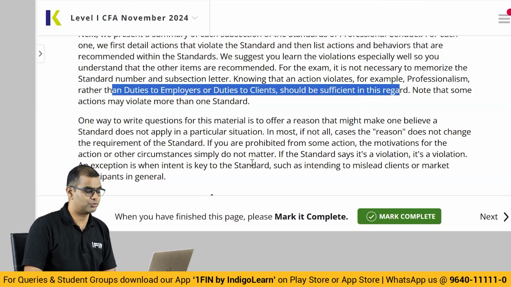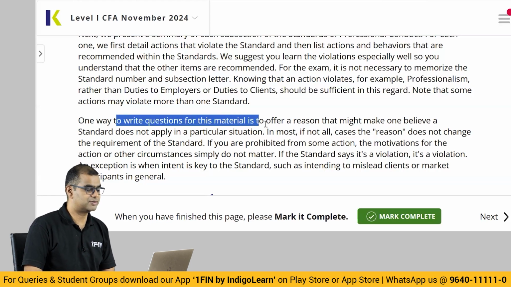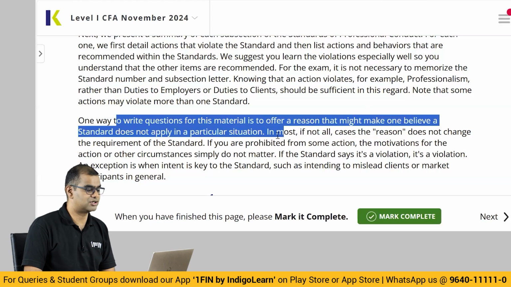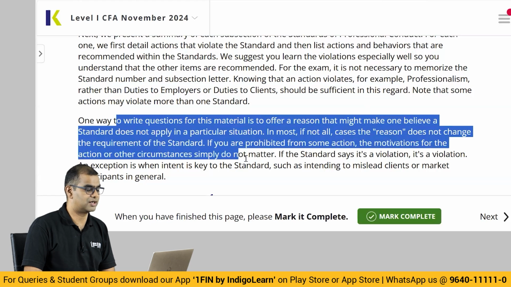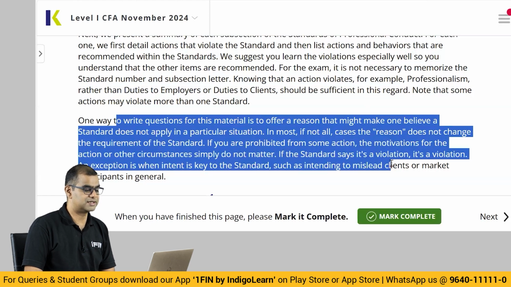That is how most of the questions will be. One way to write questions for this material is to offer a reason that might make one believe a standard does not apply in a particular situation. In most, if not all cases, the reason does not change the requirement of the standard. If you are prohibited from some action, the motivations for action or other circumstances do not matter. If the standard says it's a violation, it's a violation.